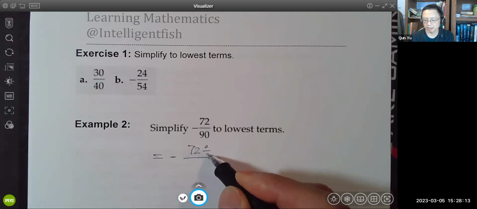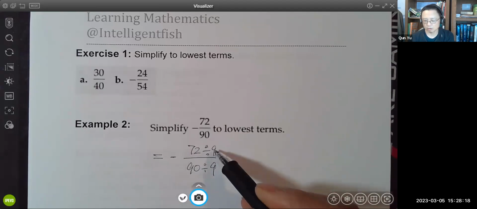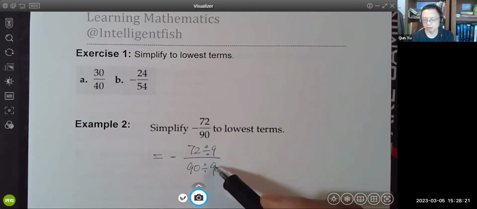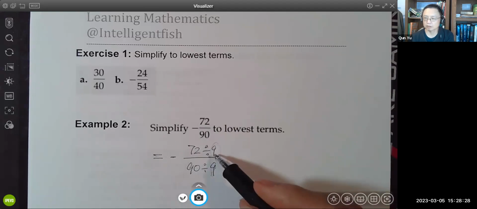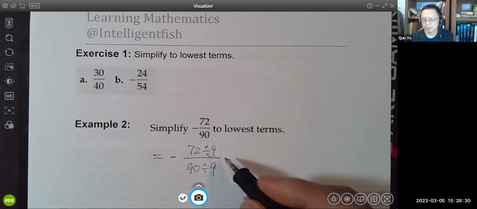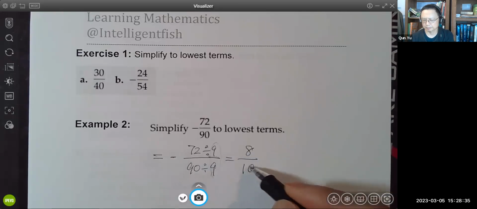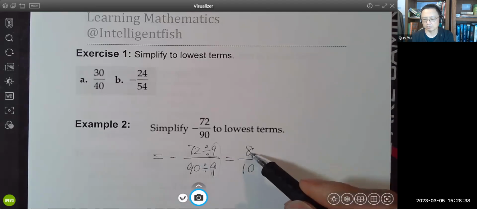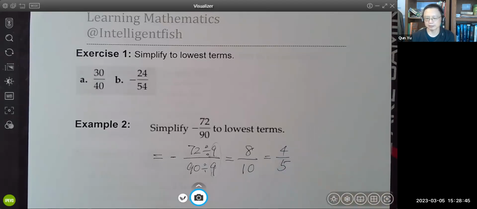So if I divide by 9 on both sides, just make sure you always divide by the same number on both sides. Look at this, 9/9 is 1. When you divide by 1, it won't change the value, right? That's why we have to divide both sides by the same number. So this is going to be 8, and this is going to be 10. So we can still divide both sides by 2. Both are even numbers, this is 4/5. So this is the final answer.